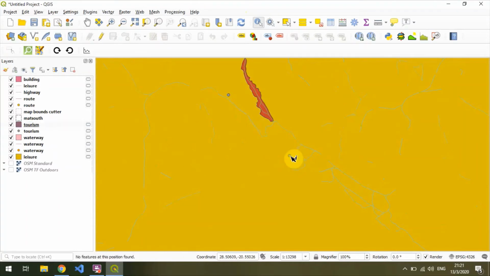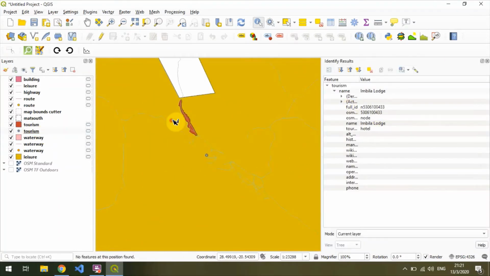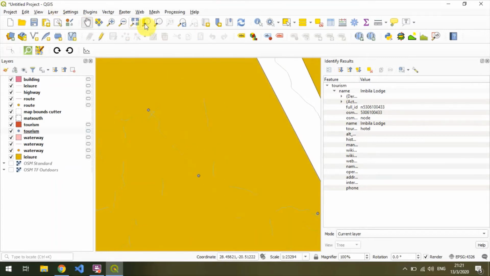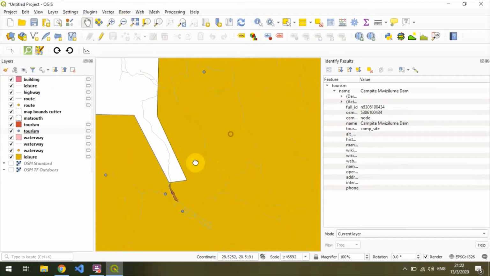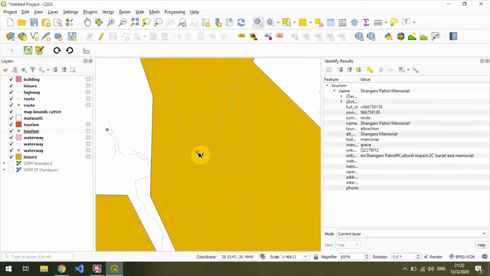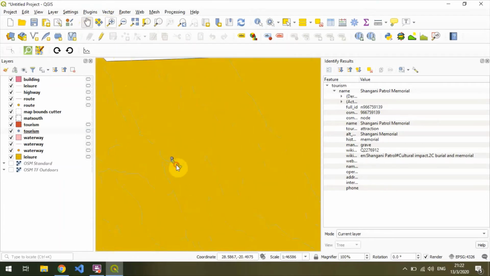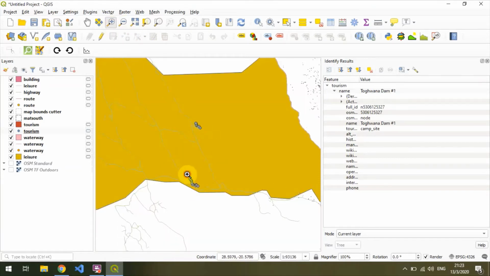Alright, maybe we found one or two points that point to lodges within the park, maybe one or two that talk about Pomongwe Cave and the other rock paintings, but nah, I think in terms of attributes and features within the park, OpenStreetMap lacks that data that we probably need. I guess we have to find another source.